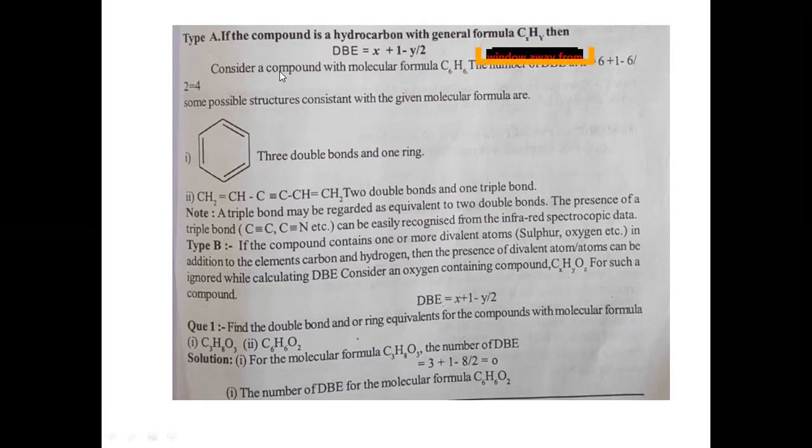See here, just like we have calculated here. 3 carbon atoms are there, plus 1, x plus 1, 4, minus number of hydrogen atoms, 8 by 2. Now 3 plus 1, 4, minus 8 upon 2, 4. 4 minus 4 is equal to 0. In this way, you have to calculate.